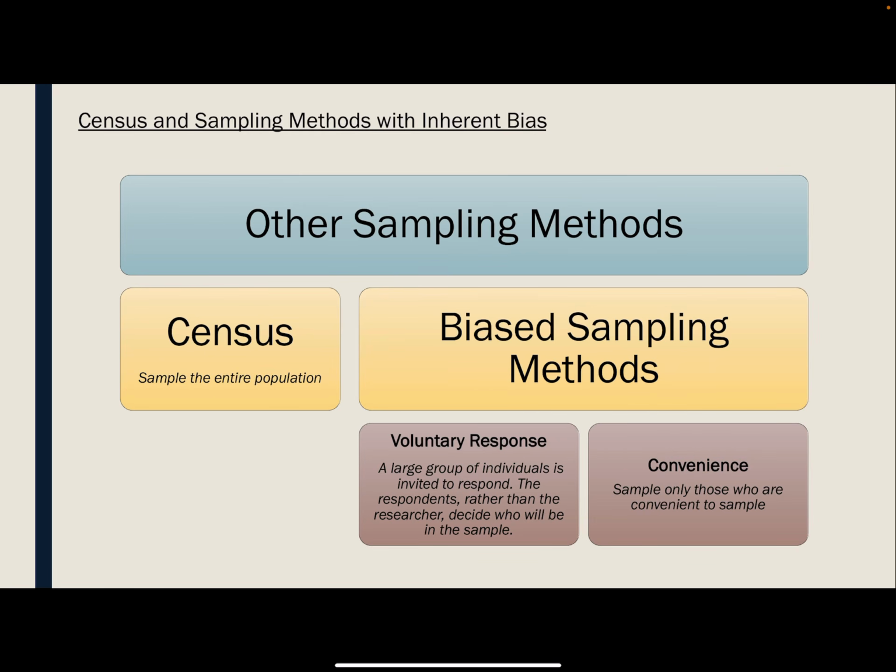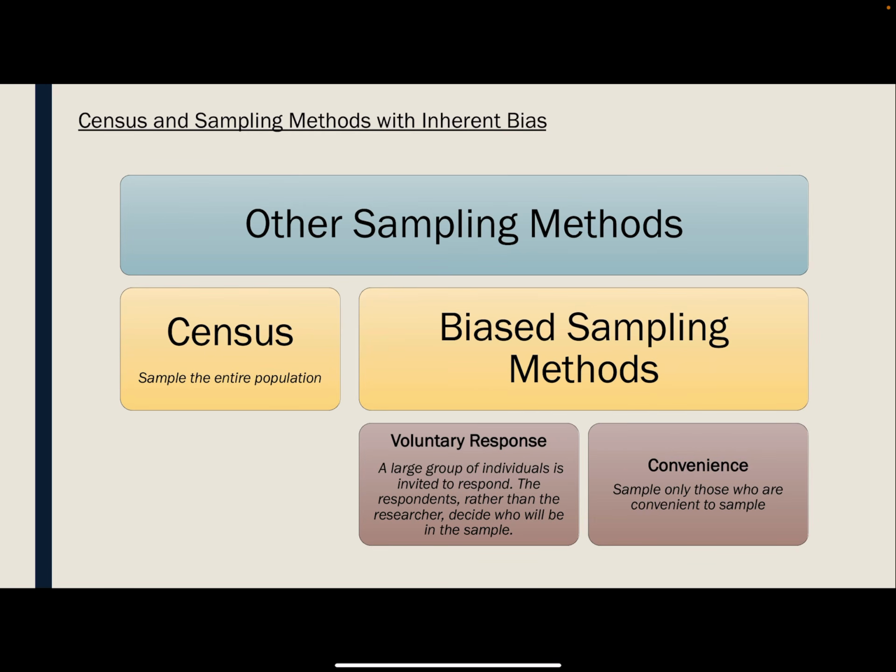A census is not biased, but it also doesn't involve any randomization. It's just the entire population. And if that's possible, that's great. But we do have two other types of sampling methods that are inherently biased. The first one is called a voluntary response sampling method.